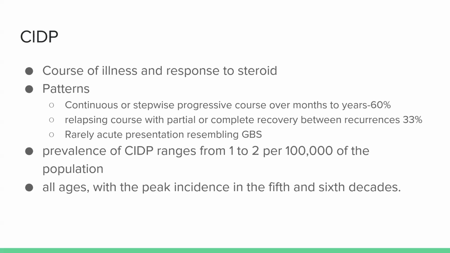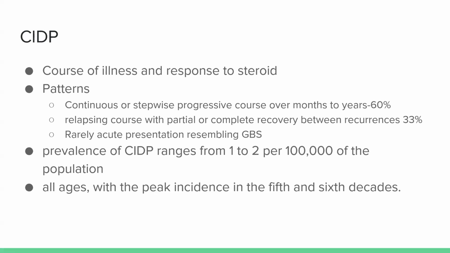Another overlap is that if you do CSF analysis, you will find the same findings as GBS. They will have albuminocytological dissociation. In the older patients and in the majority, continuous stepwise progression over months and years can happen. In the younger patients, relapses with partial or complete recovery can happen. Very rarely, they present with GBS-like symptoms, but then they end up being CIDP because they progress over a period of 2 months.